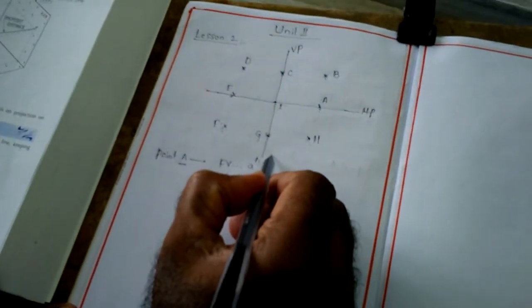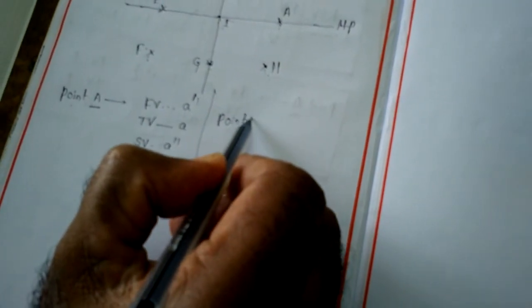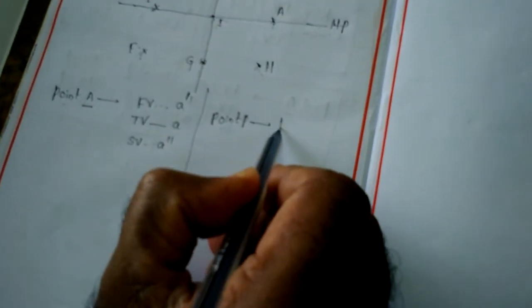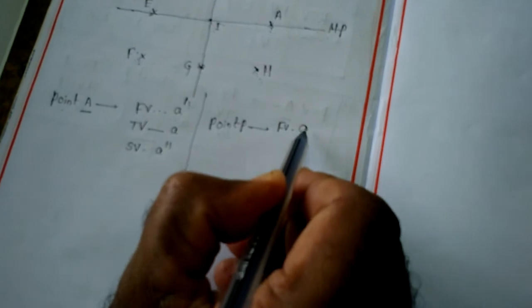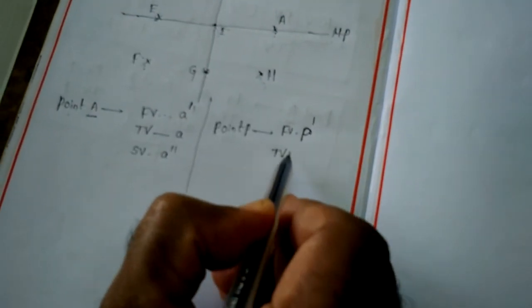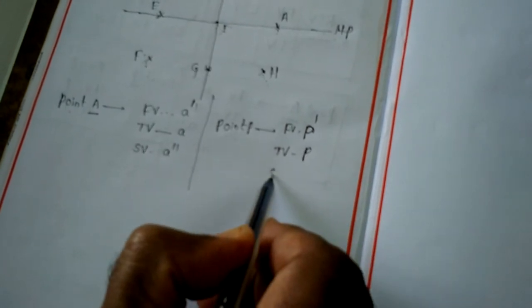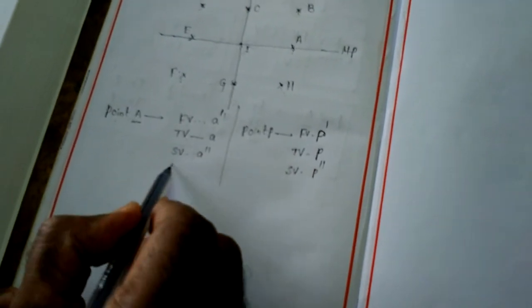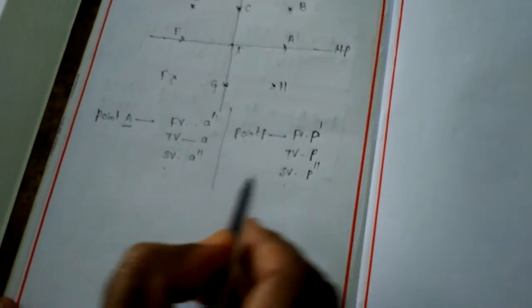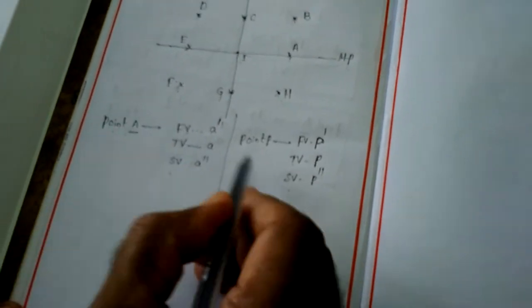So suppose the point is P. We show the front view as small p dash. The top view is p and the side view is p double dash. In this way we represent the front view, top view and side view. These are with respect to point A. In the same way, the points B, C and D are represented.